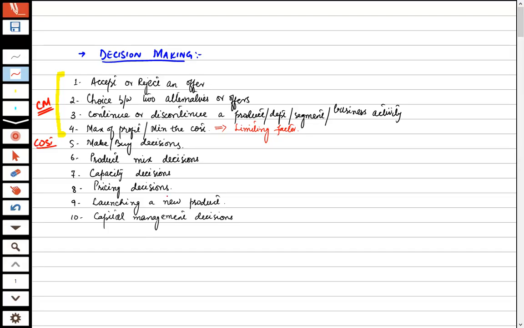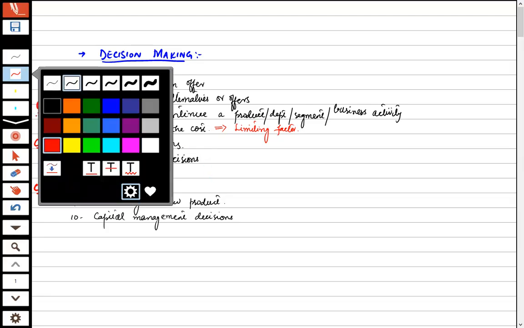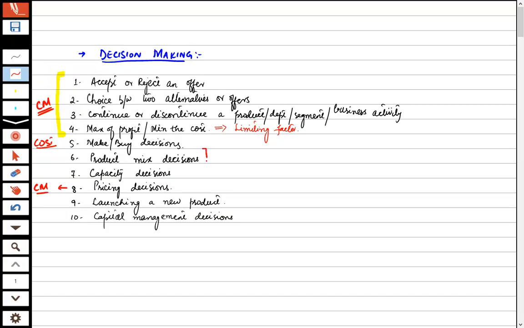Then pricing decisions are also taken on the basis of CM. And the product mix decisions, capacity decisions, they follow a mixed procedure. We have to perform certain calculations as per the given situation.